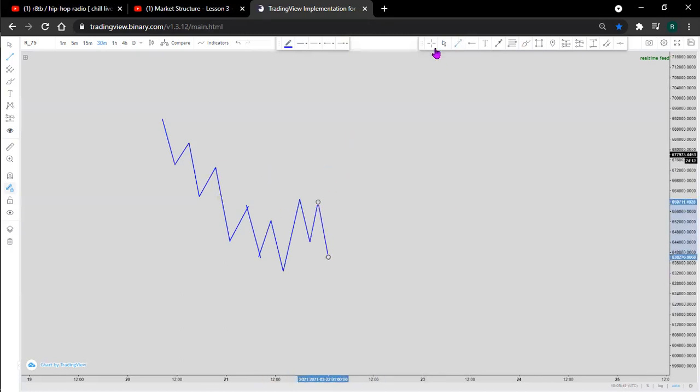Let's use this. This is a bit more of a complex scenario, right? So let's look at it again. In this instance here, price broke this low after forming this lower high, and then came back and broke this low again.